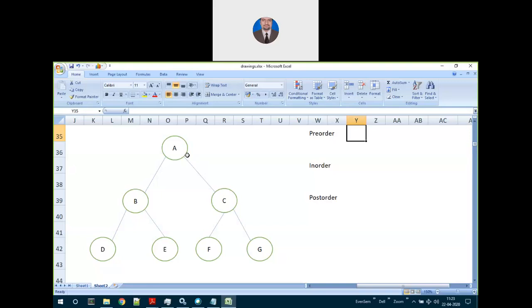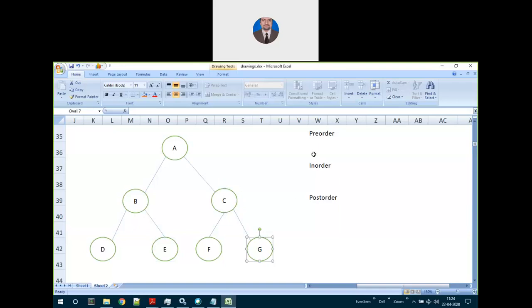Now we have here A as the topmost, we can call it the root. Then we have two children, B and C, the left and right respectively. And then again we may see that B is also a parent here, which has D and E as the children, and C is also a parent which has F and G as its children. This is also a binary tree.